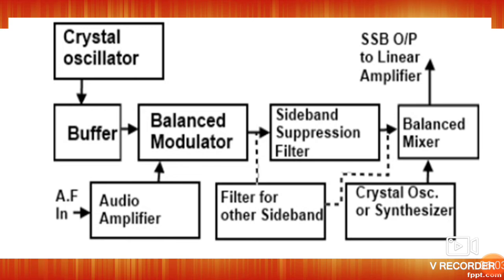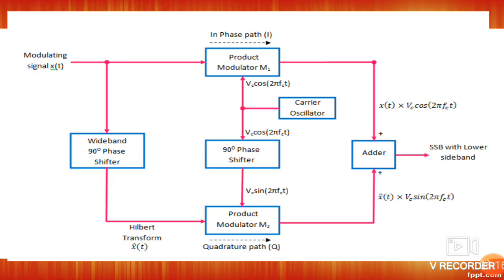Here we have the crystal oscillator, buffer, balanced modulator and audio amplifier. This is the block diagram we discussed for the generation of SSB using the filter method. But in the case of the second method, there is no need of filters.